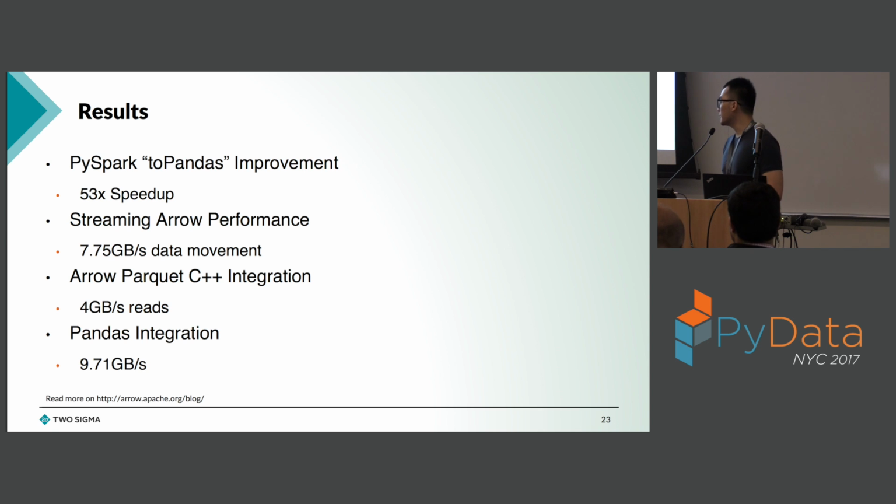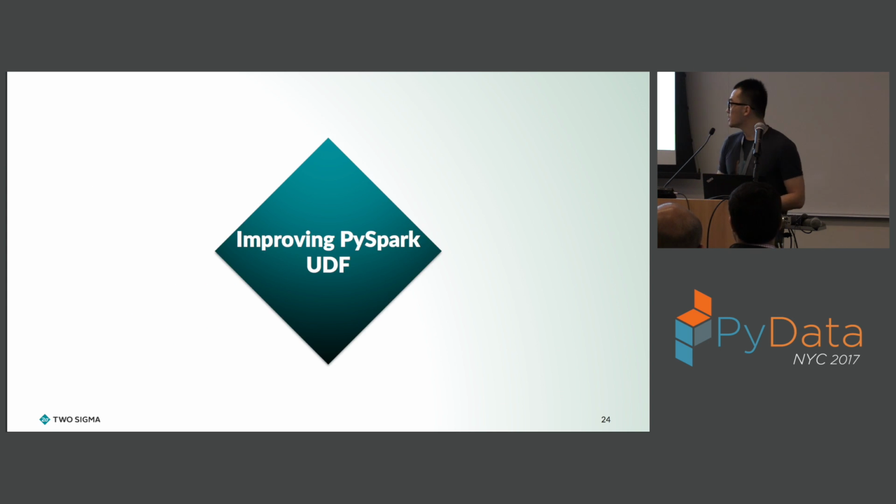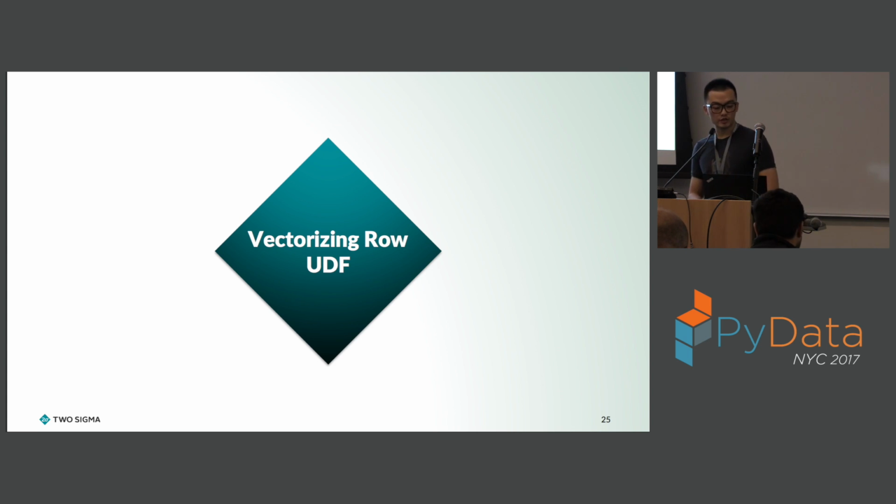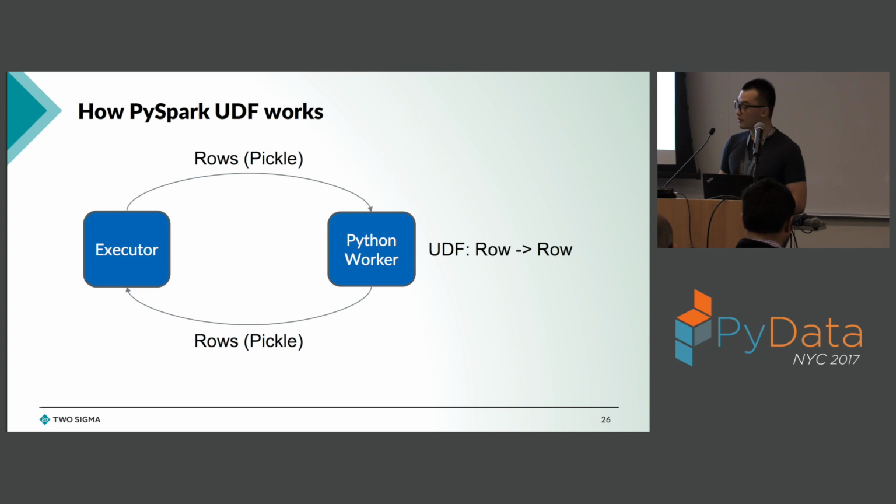Finally, I want to show some results of the current applications of Arrow. You can read more in detail on the Arrow blog, but the idea is it's pretty performant in all cases. So now let's talk about improving PySpark UDFs using Arrow. How do we use this great technology to help the situation? So we did 2 things here. First thing is we vectorized the row UDFs.